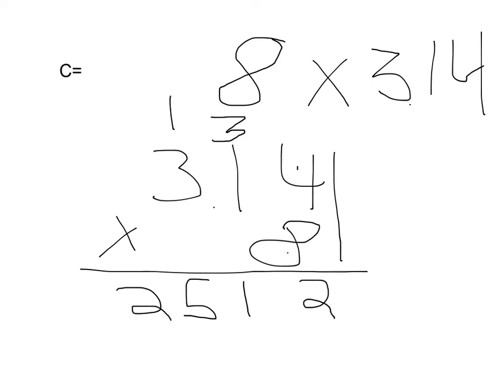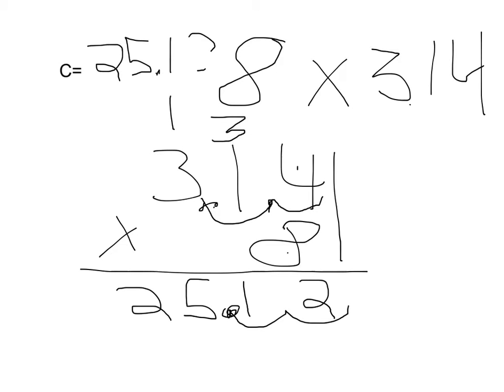But we can't leave it like that because there's a decimal place right here. So what you want to do is count how many numbers are behind the decimal place. So 1 and 2. So we go 1 and 2, and there we go. That's where the decimal is. So the circumference is 25.12. There you go. That's the circumference.